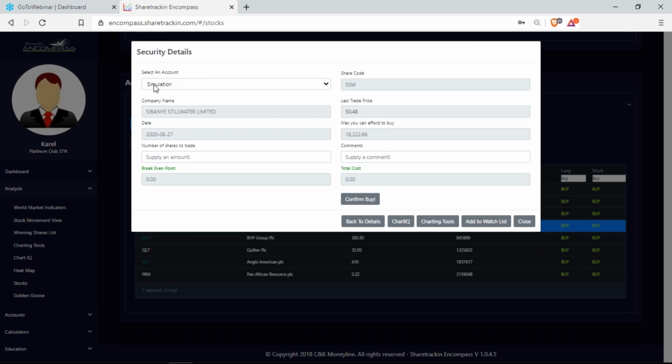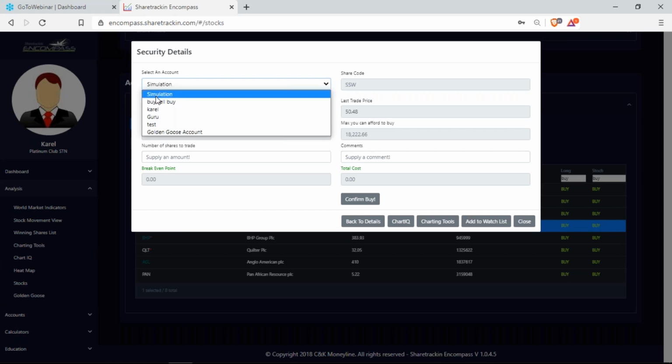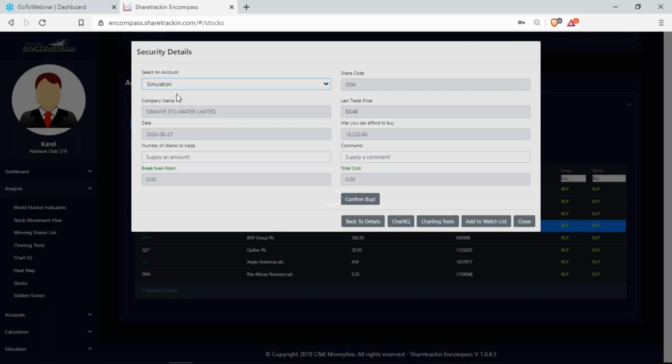Then I would say select an account. There I can select any of my accounts that I want to buy the share. So I'm going to choose my simulation account. I want to buy the share in my simulation account. It gives me the share code, the company's name, which is Sibanye Stillwater, the last trade price, which is 50 Rand 48, the date that I'm buying the share, which is today's date. Max you can afford to buy is the money you still have left in your account.